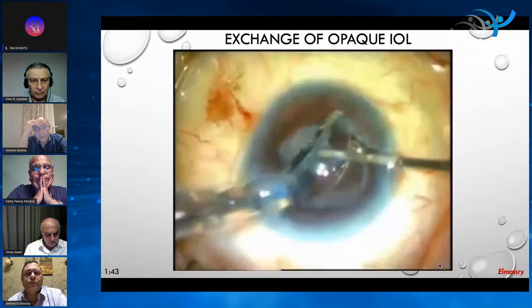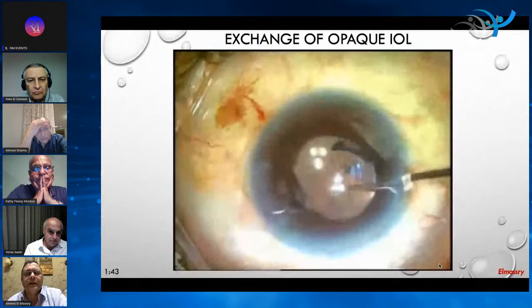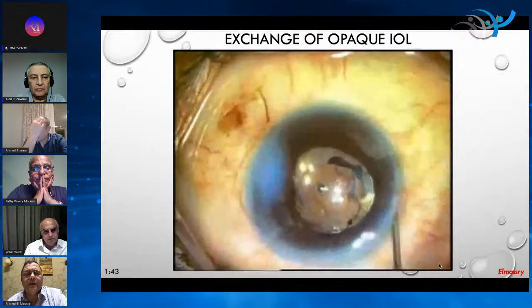But you have to be again prepared with the other IOLs, with the other options. Putting the IOL in the sulcus and then aspiration and irrigation of the lens matter. And again, the wound is safe and closed, and you don't need to have a suture.